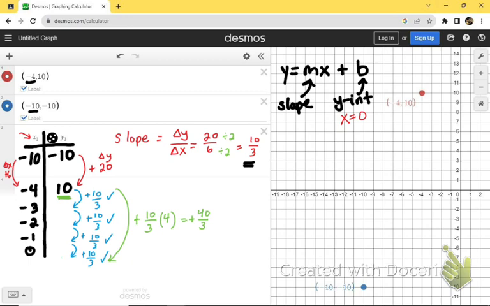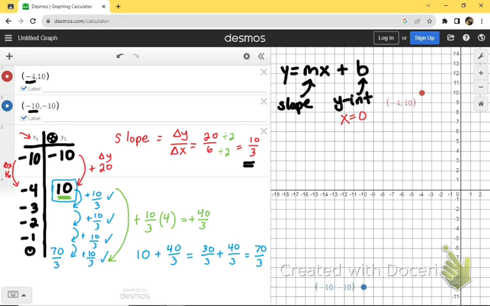So I'm going to take 10. That 10 is coming from this right here. We're starting at 10, and then we're going to add 10 over 3 four times. So we're going to add 40 over 3, because that's 10 thirds four times. In order to do this, I'm going to need like denominators, and we're going to get 30 over 3 plus 40 over 3 equals 70 over 3. And that is our y-intercept, 70 over 3, just like that.